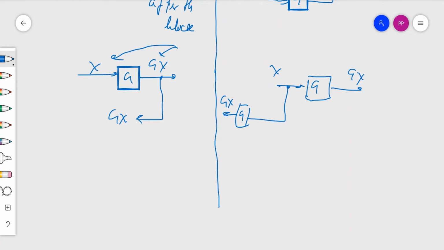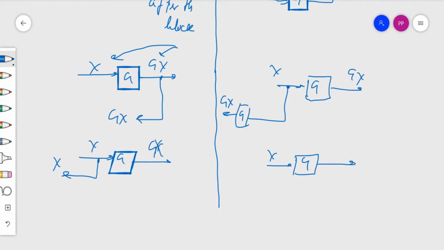Similarly, if I am taking the takeoff point from behind G to the front of G, here I have a takeoff point which is giving X. After this it is Gx. So if I am shifting the takeoff point from behind G to the front of G, I have to divide by G so that the effect of G is removed. So I write 1 by G, then it becomes X.